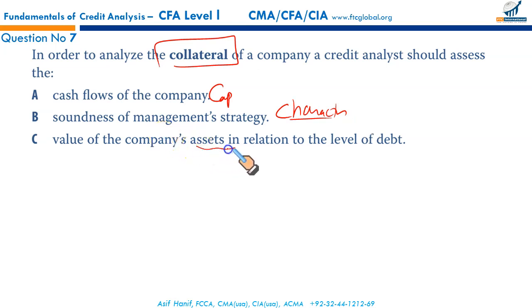Value of the company's assets in relation to the level of debt. Perfect, that's collateral. That's the value of the company's assets in relation to the level of debt. It is important to assess the collateral of the company. That is the quality and value of the assets that support the debt levels of the company.